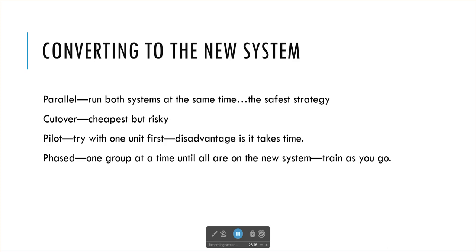And it seems you'd think, well, phased is the same as pilot. But no, phased means that you are actually having a plan, and your plan is to bring this group, and then this group, and then this group, and then this group, and you have that methodology in place. Pilot means you're just doing a try to see if it works.